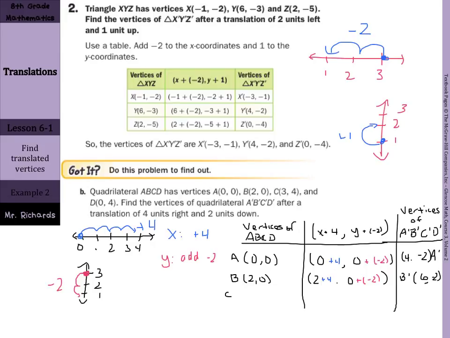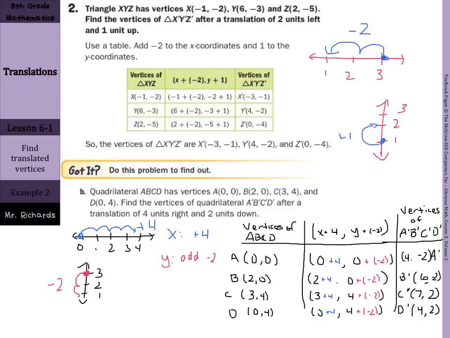What about C? C is at 3, 4. We're going to take the 3 and add 4 to the x. We're going to take the 4 and add a -2 to that. So our C prime is going to be 7, 2. And lastly, we have our D, and our D is at 0, 4. So we're going to take our 0 and add 4. Then we will take our Y, which was 4, and add a -2, so that our D prime, or our new D, will be at 4, 2.